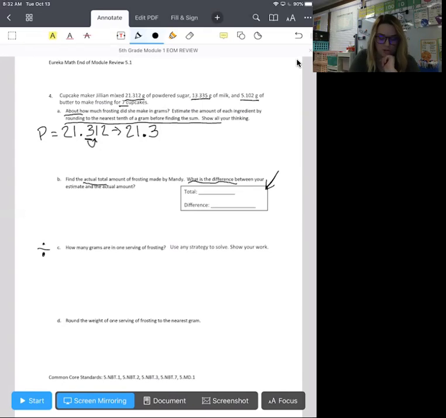You're going to take your total and you're going to divide by 7. You can use any strategy you want to solve it. Just make sure that you show your work so I can see how you did it. And then D, you're rounding the weight of 1 serving to the nearest gram, so to the nearest whole number.